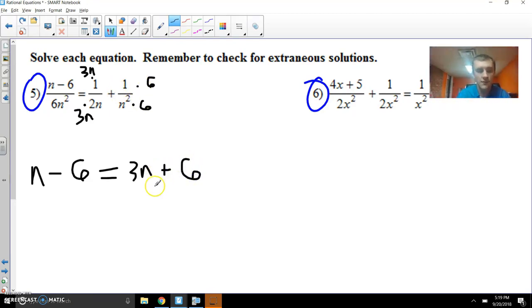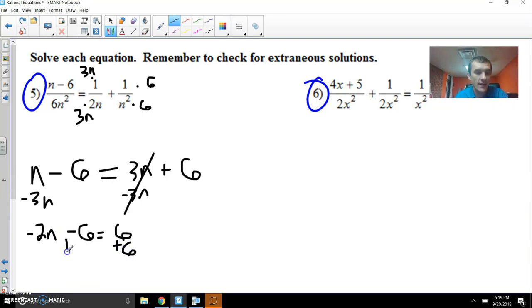So now we're trying to solve this, and I think I'm going to start by subtracting 3n from the right to the left. 1 minus 3n, in this case, is negative 2n, minus 6 equals 6. Let's add the 6 from the left side to the right side. And that gives you negative 2n equals 12.